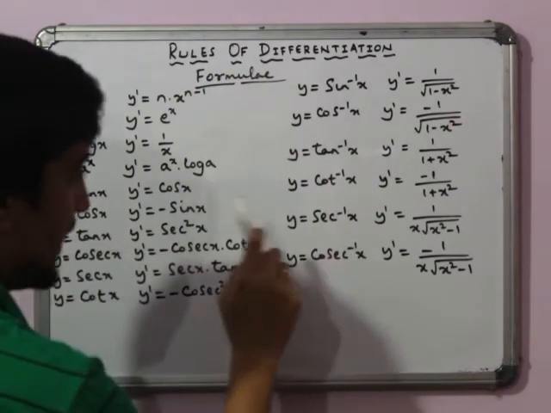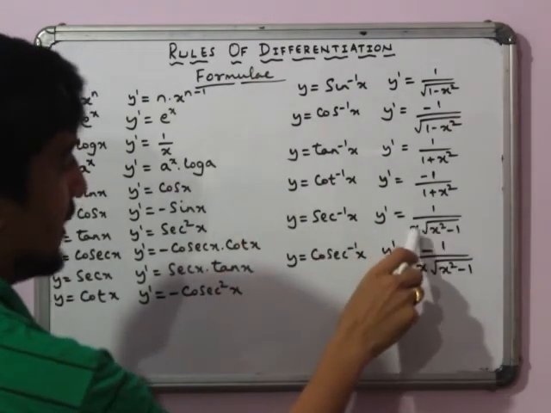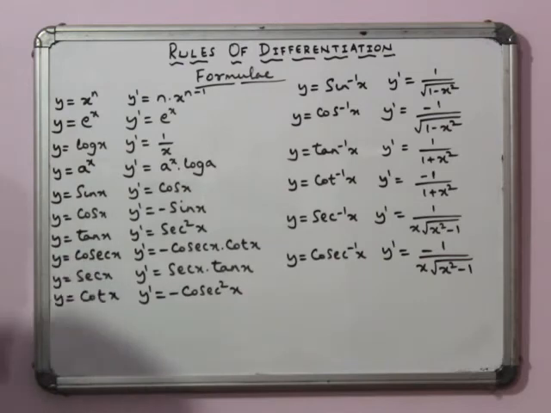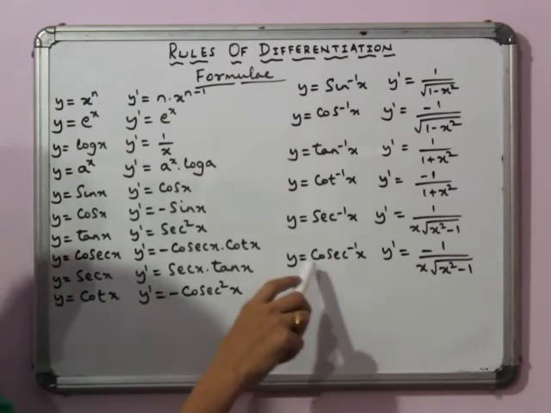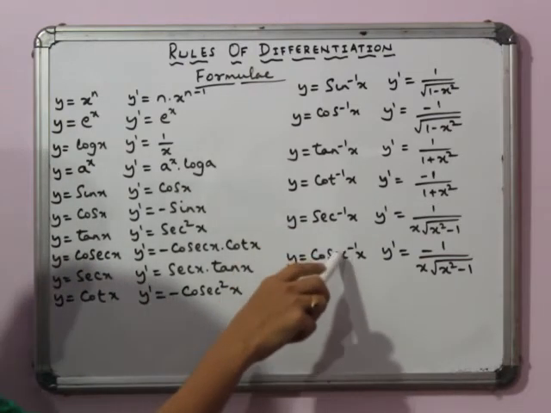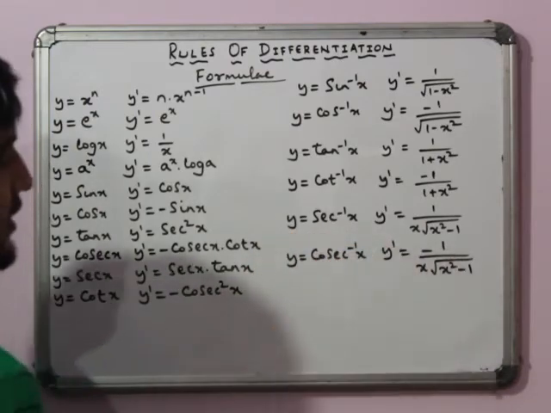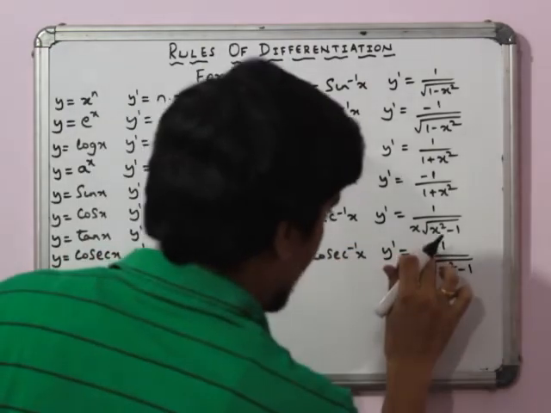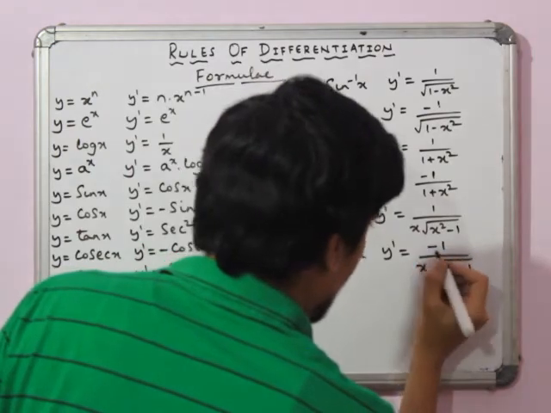Similarly, the derivative of secant inverse x is 1 by x into root of x square minus 1. Cosecant inverse x is the co-function of secant, so just add a minus sign there. So we'll write it properly here.